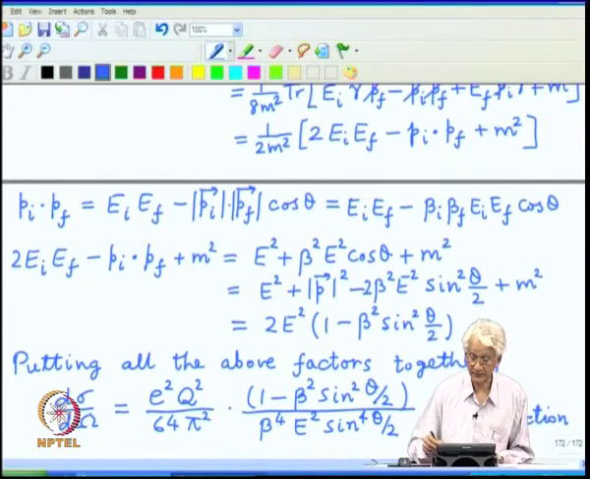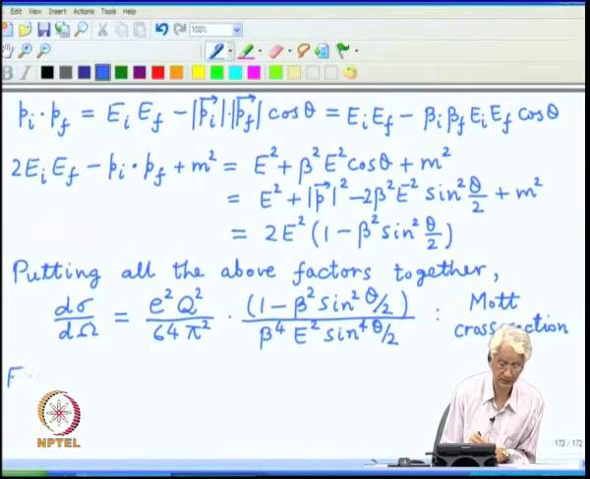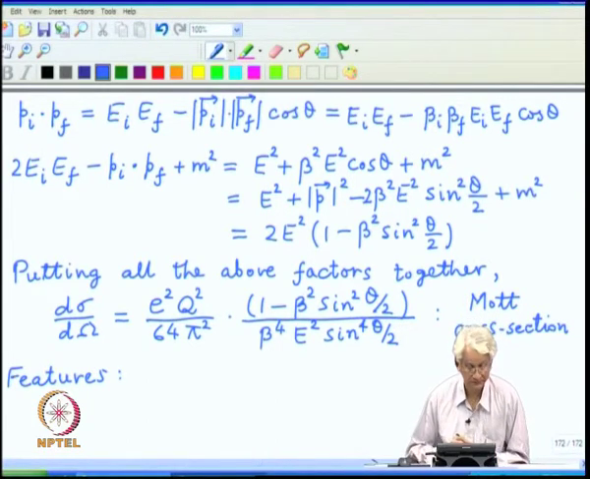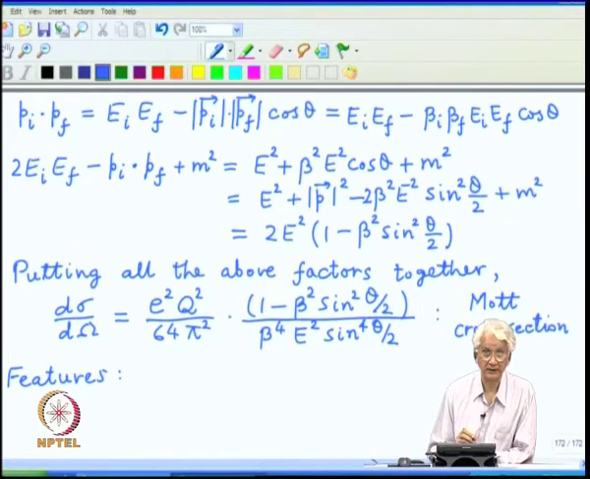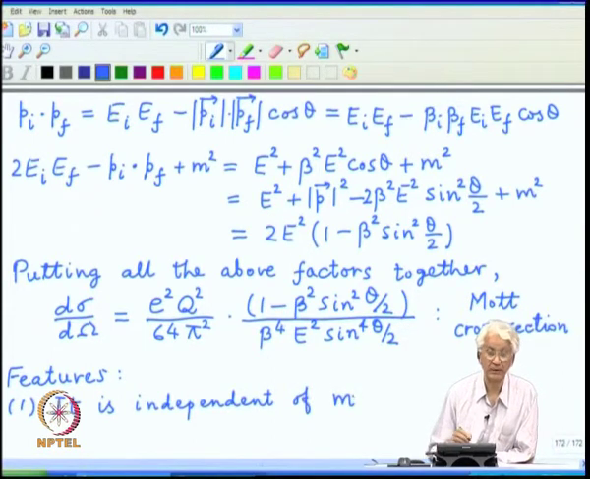Now, let us look at some of the features of this cross section which are useful to understand and also experimentally important in trying to fit this formula to the data. So, one feature is that it is independent of the mass of the electron.